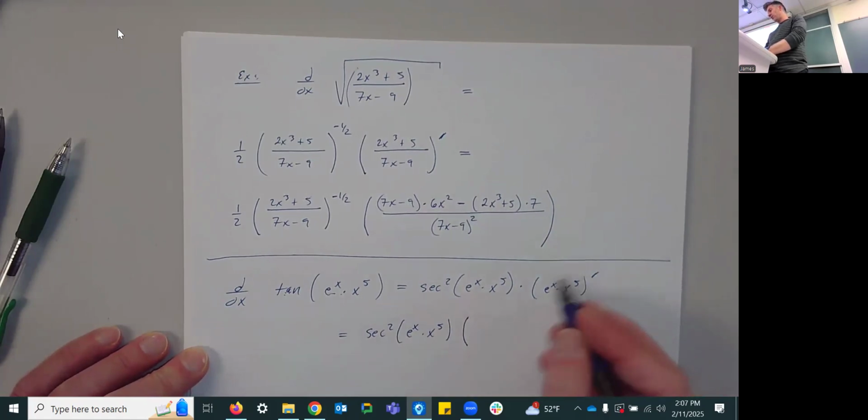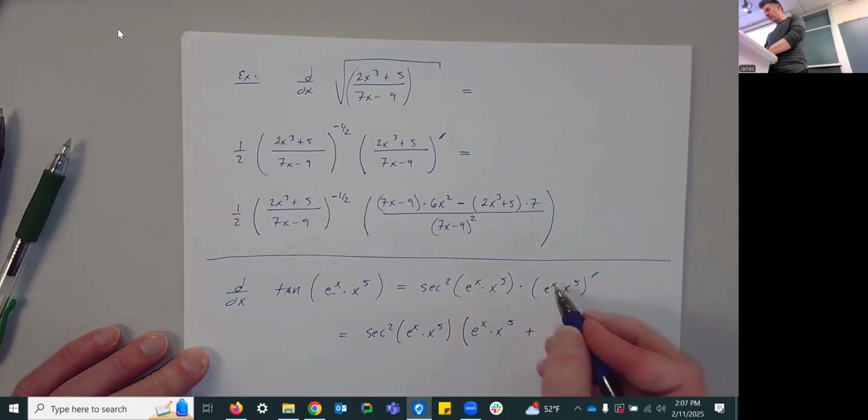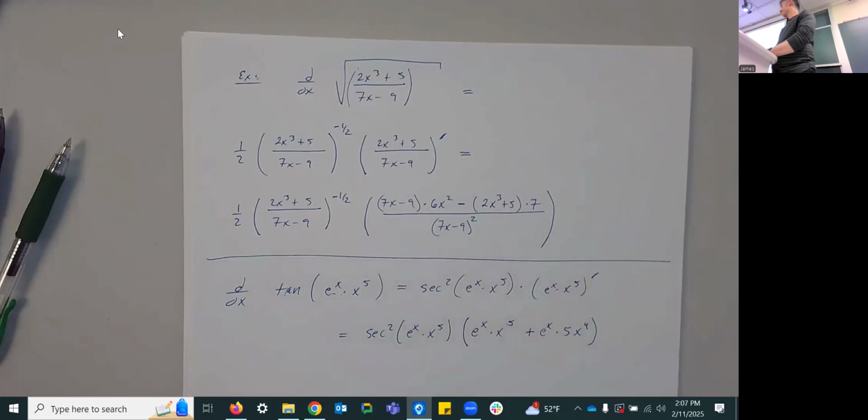Times, okay, product rule over here. The derivative of e to the x is e to the x. Leave x to the fifth alone. Add, switch, leave e to the x alone. Multiply by the derivative of x to the fifth, which is 5x to the fourth. And that's your gross final answer.